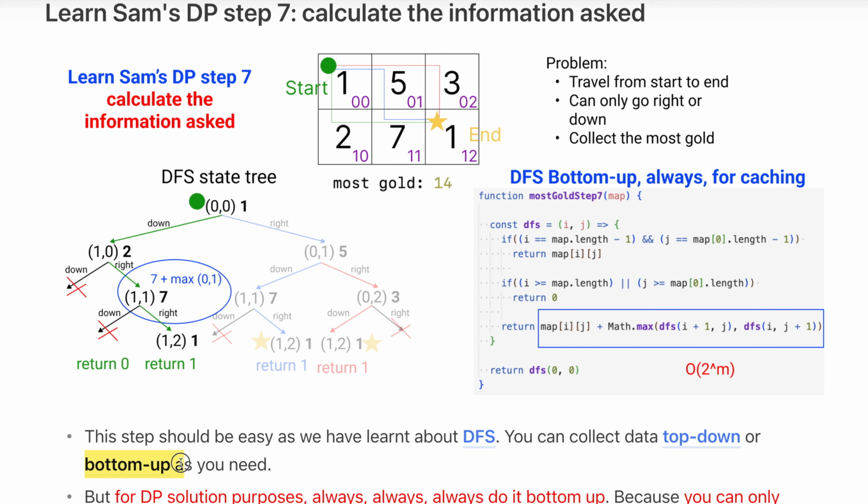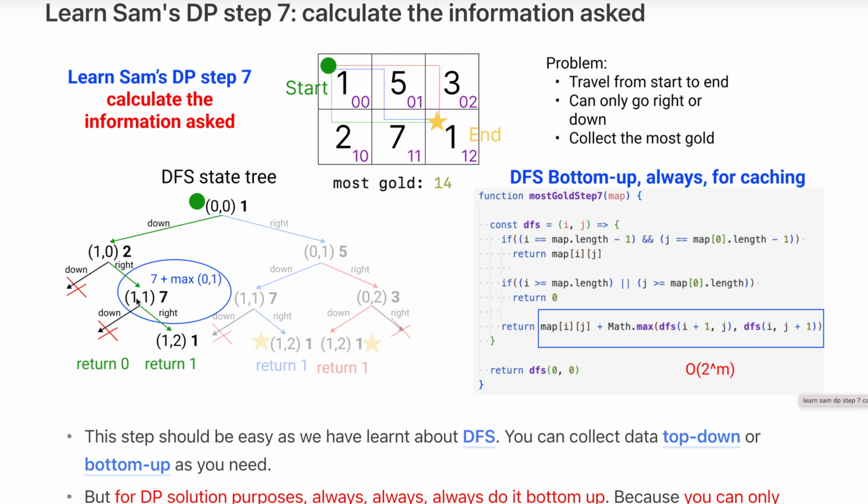Or we can collect the data bottom up. That means we're going to go all the way down and start collecting the information from the base cases. For example, if we go all the way down here, when we are at the end state, we're having one goal, so returning one goal.